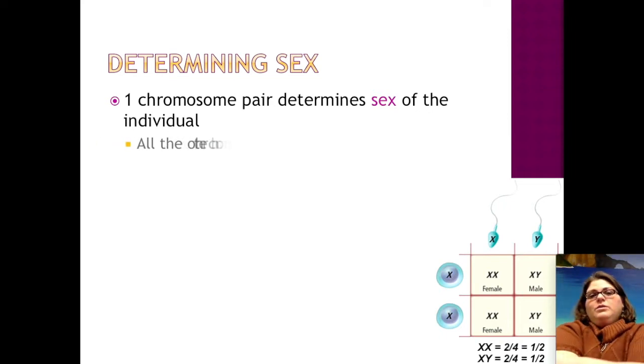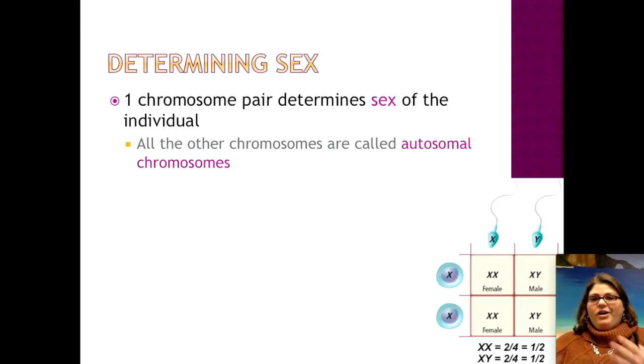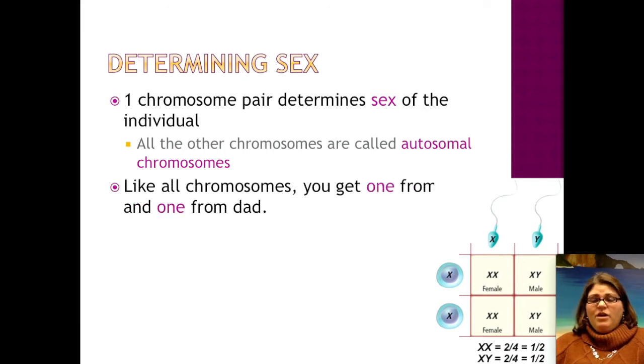The other 22 that I mentioned, they're referred to as autosomal chromosomes. So those autosomal chromosomes all are exactly the same for both male and female. The sex chromosomes, however, are a little different. Like all chromosomes, they work the same way in meiosis. So they pair up in meiosis 1, they split in meiosis 2, and eventually when sperm or egg is used in fertilization, you get one or the other from each parent.